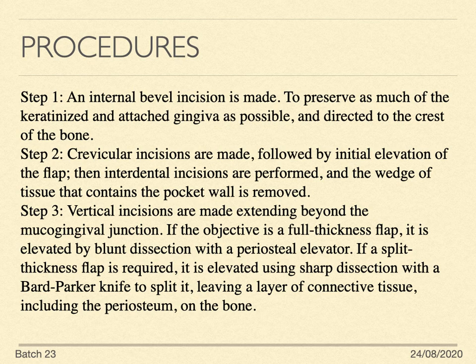elevating the periosteum along with the flap. If your intention is to do a split thickness flap, then use a BP blade to split the periosteum from the connective tissue and elevate only the connective tissue and leave the periosteum intact on the bone. That is the difference between a partial thickness and full thickness flap in an apically displaced flap.